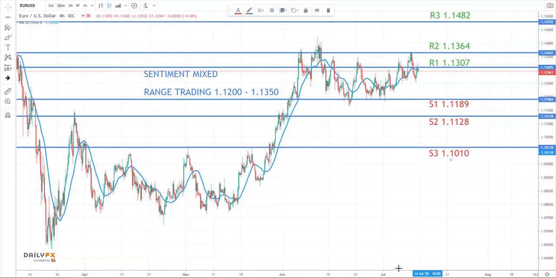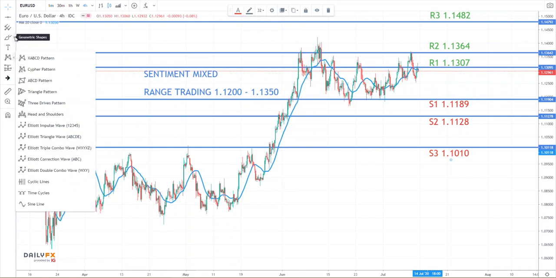This is a 4-hour chart for the Euro dollar. Sorry it's so messy. I usually like to keep my charts a lot cleaner, but I went ahead and pre-mapped out all the support and resistance so I didn't have to do it live. Let's talk about the story this tells. Right now, my sentiment is mixed because we're range trading between $1.12 and $1.1350.